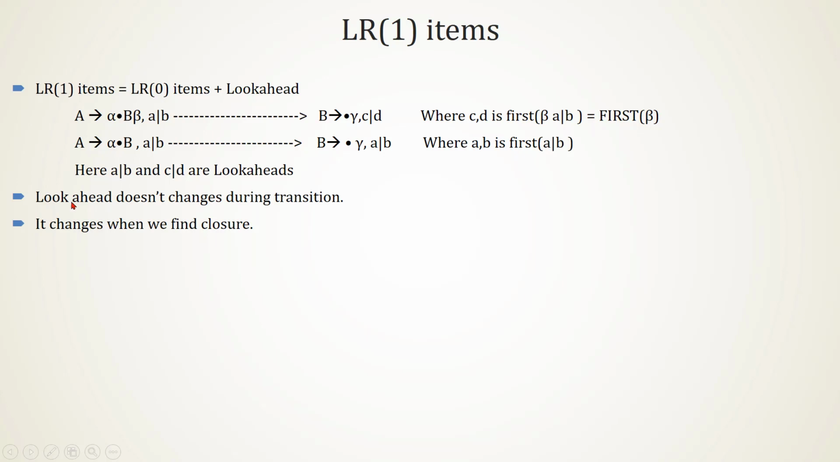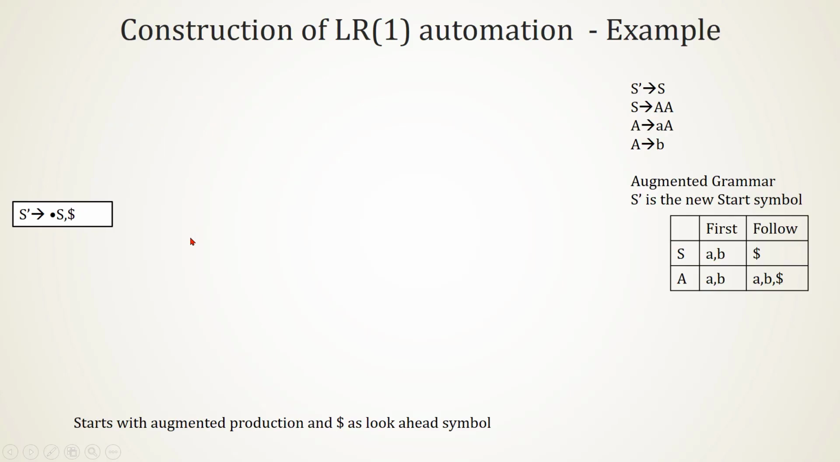Two more points. Look ahead doesn't change during transition. It changes when we find closure. Here also our aim is to create an LR1 automaton. So we are going to create some states and transitions. Inside the states we will have some productions based on the closure property, and it will be more clear when you see the example. So here is the example for construction of the LR1 automaton.